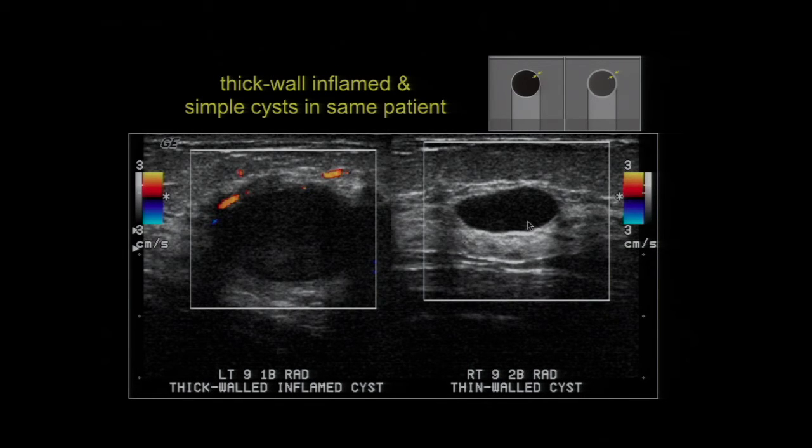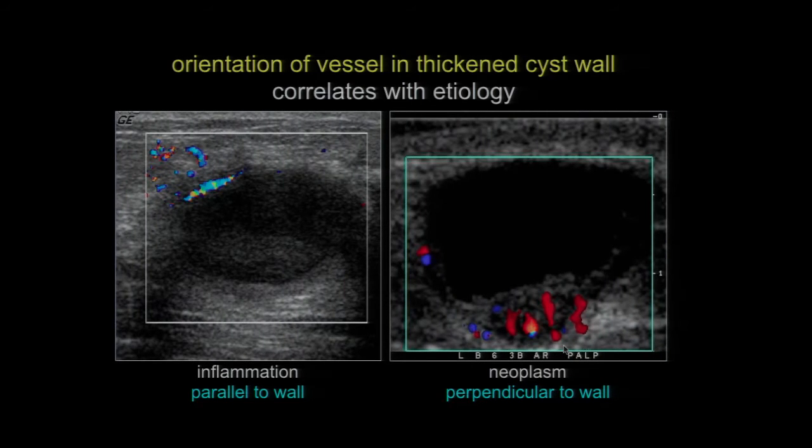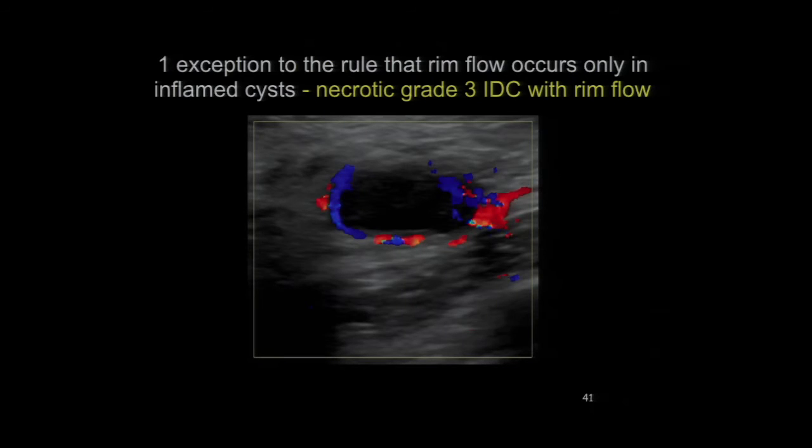Fibrocystic change usually doesn't have any flow in the cyst wall. Inflamed cysts usually have a vessel that's parallel to the cyst wall, but again, it's outside the cyst in the pericystic tissues, but we can think of it as a parallel vessel in the wall. This is what an inflamed cyst looks like as opposed to a tumor. Why is it different? Well, here the vessel is just supplying the pericystic inflammation. Here the vessel has to pass through the wall to supply what's inside the cyst, so it tends to be oriented perpendicular.